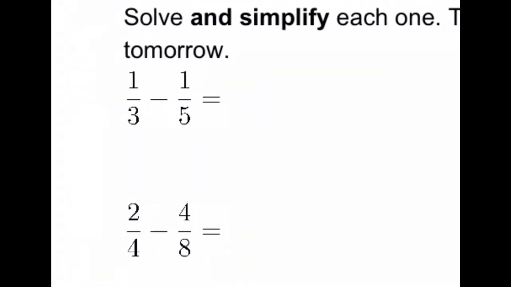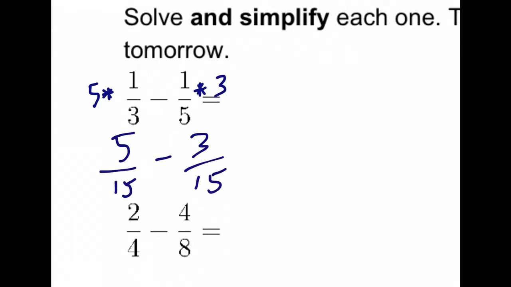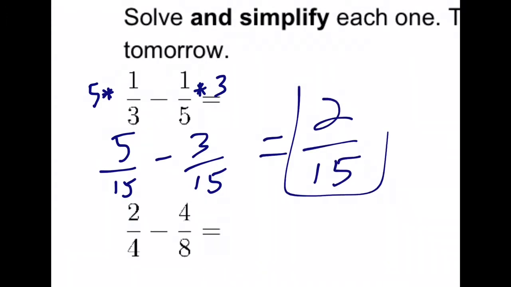First up, 1/3 minus 1/5. We cannot subtract directly because the denominators are different. So we will multiply this first fraction by 5 and the second fraction by 3. This gives us 5 over 15 minus 3 over 15. We subtract straight across, and our final answer is 2/15.